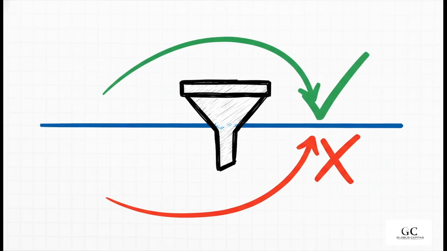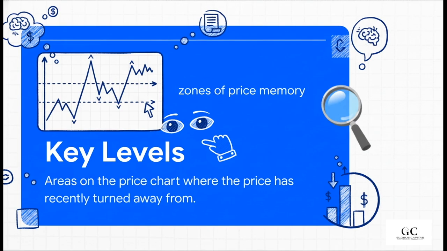It gives you the confidence to know whether you should be getting ready for a bounce or preparing for a big breakout. We call this filter key levels, and they're really simple. They are just recent, small areas of support and resistance. Look to the left of where the price is right now. Where did it turn around recently? Where did it pause? Those little pivot points are your key levels. They're like little zones of price memory that show you where buyers and sellers showed up before.